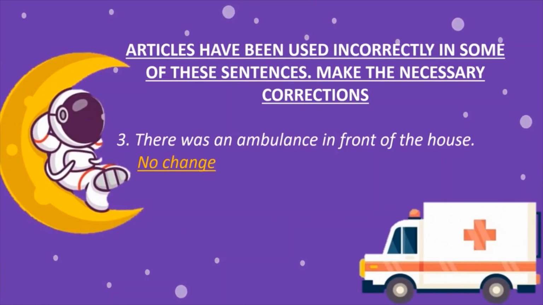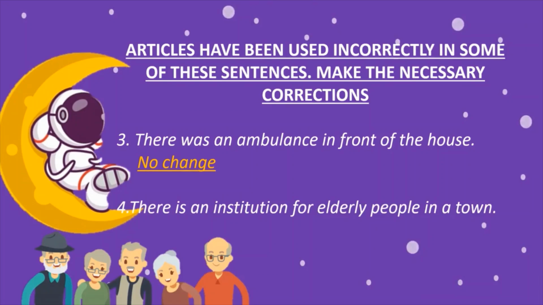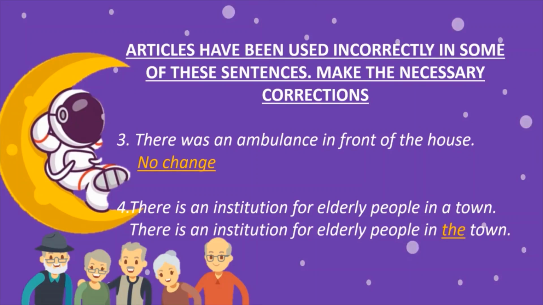There was an ambulance in front of the house. Do you find any mistake in this, children? No. The word an has been used correctly before the word ambulance. A is a vowel, so it is correct. So we do not need to make any changes in the sentence. There is an institution for elderly people in a town. So we should write it as: there is an institution for elderly people in the town, because it is a specific town that we are talking about.